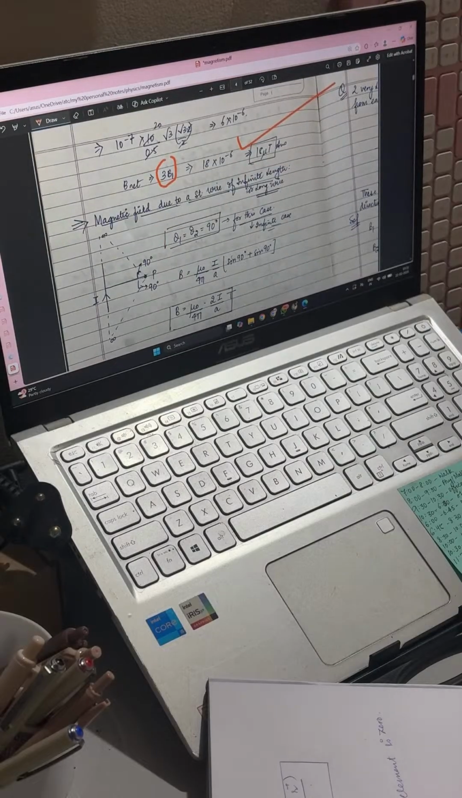This is another case of infinite length or long wire. Long wire or infinite case. Okay.